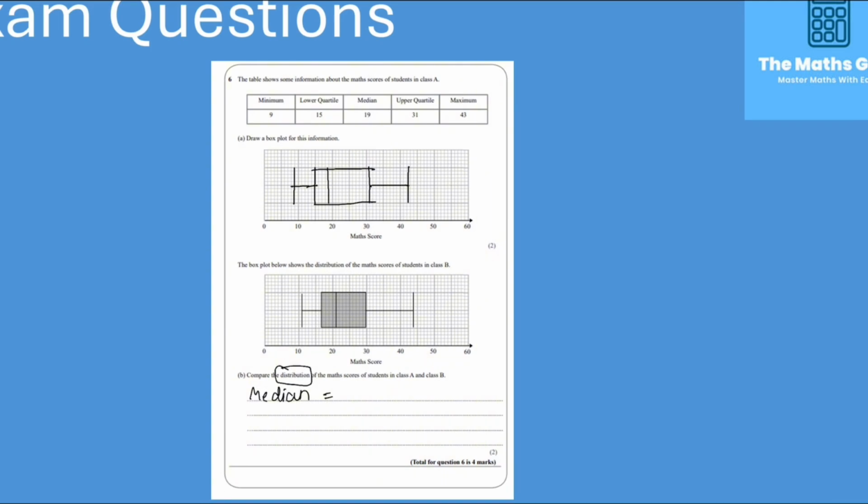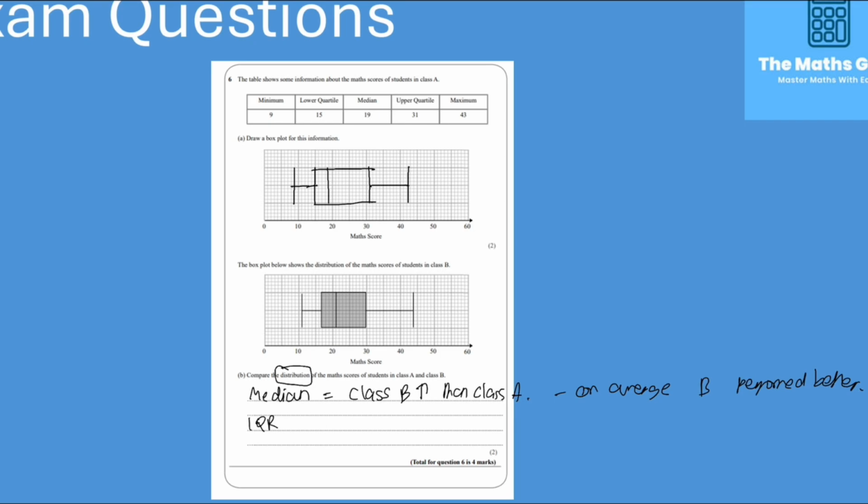We can see that the median in class B is higher than class A, which tells us on average B performed better in the exam.